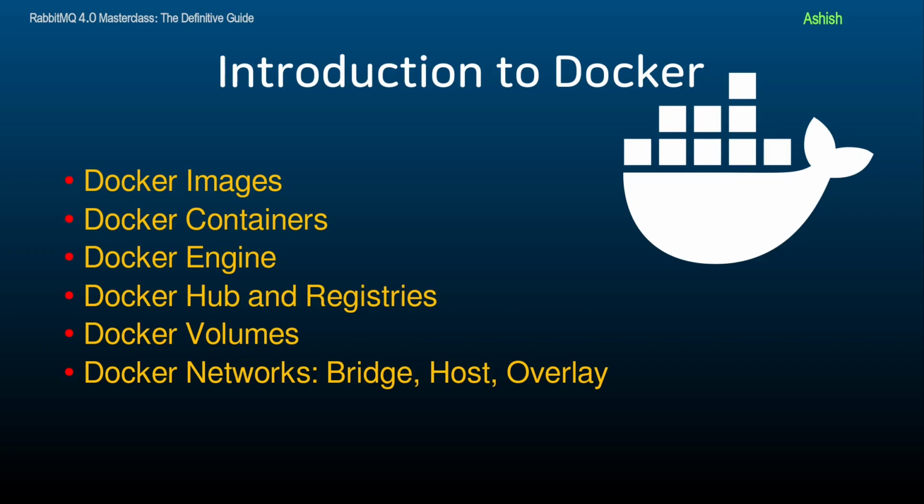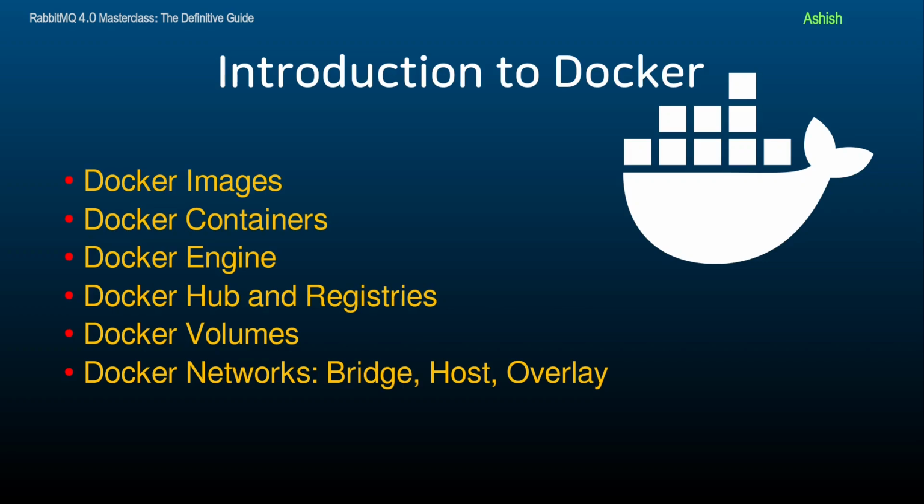Then the next type is host network. The container shares the host's network namespace, making it behave like a process running on the host. And next is overlay network, used for communication between containers running on different hosts, commonly used in Docker Swarm or Kubernetes.